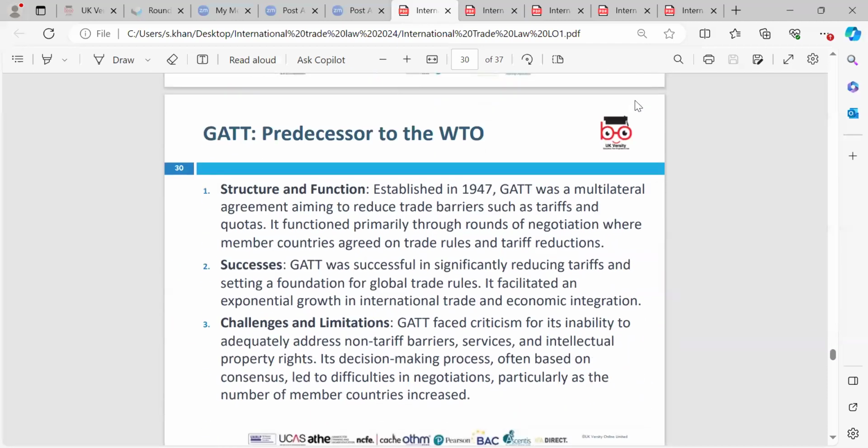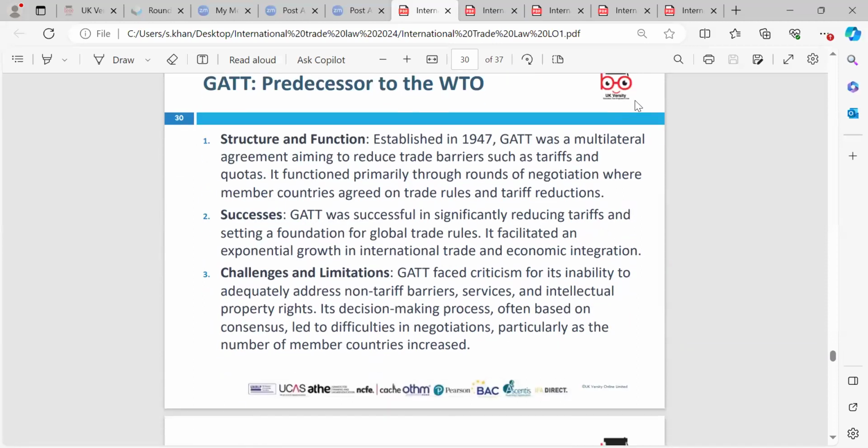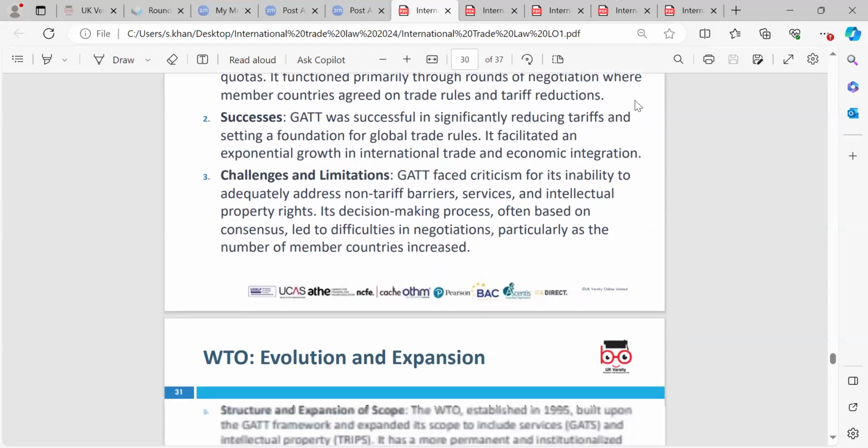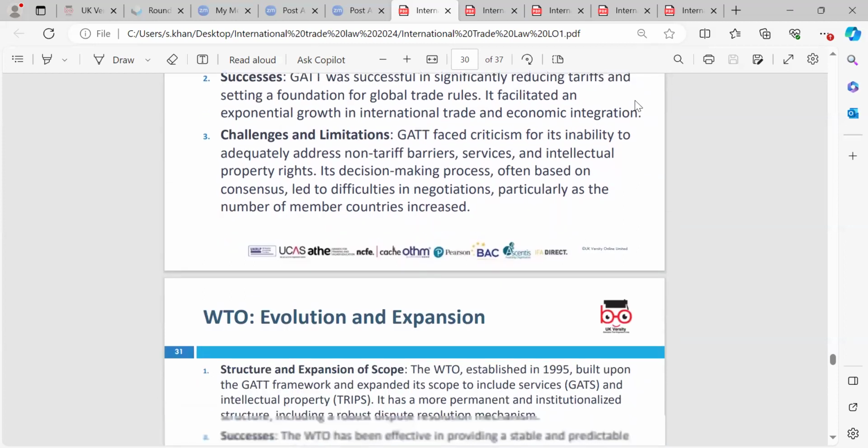We looked at GATT, the predecessor to the World Trade Organization, the structure and function of GATT, when it was established in 1947. It was a multilateral agreement aiming to reduce trade barriers, and GATT was successful in significantly reducing tariffs and setting the foundation for global trade rules. We looked at the challenges and limitations GATT faced.